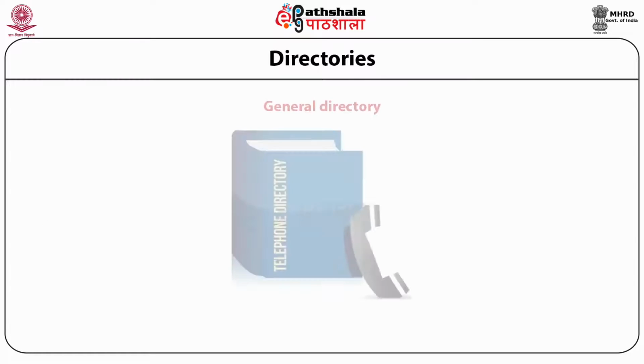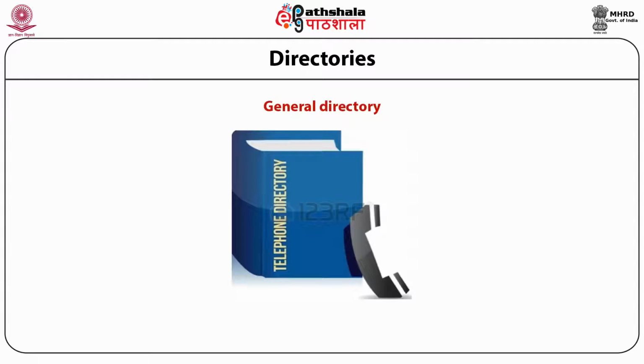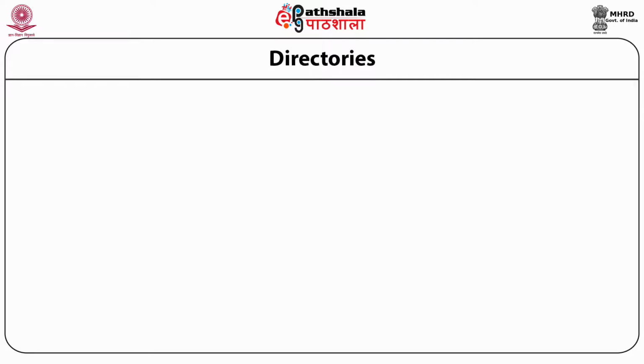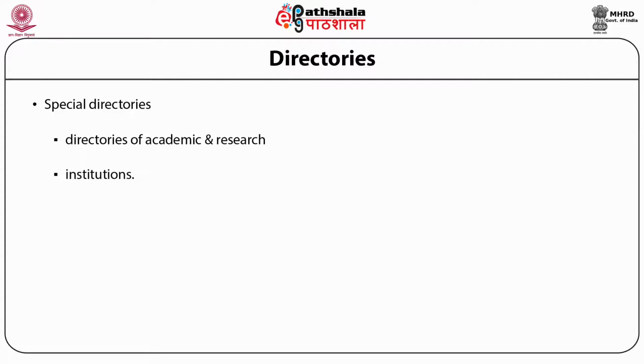Telephone directory. General directories are telephone directories giving names and addresses of the subscribers. These directories are compiled by post and telephone departments. Special directories. Directories of organizations are called special directories. These directories can be broadly grouped into three categories: directories of academic and research institutions, professional directories, and trade and business directories.